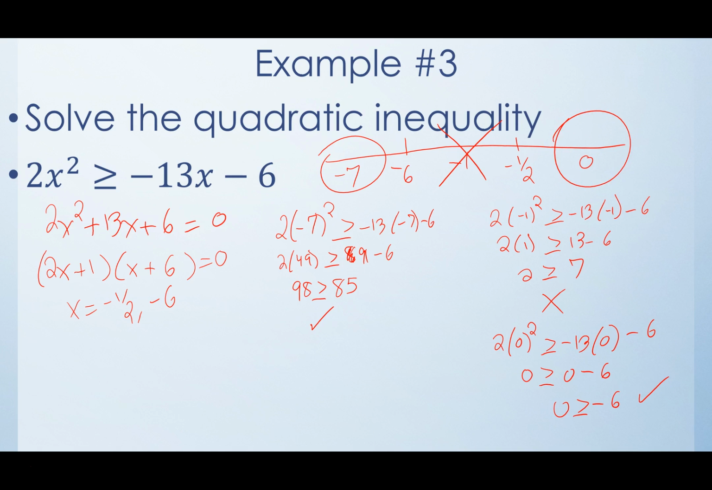So in this case, since we don't have a single region right here, we can't say it's in between -6 and -1/2, because that's what that is right there. So what we're going to say then is x has to be less than or equal to -6, or x is greater than or equal to -1/2.